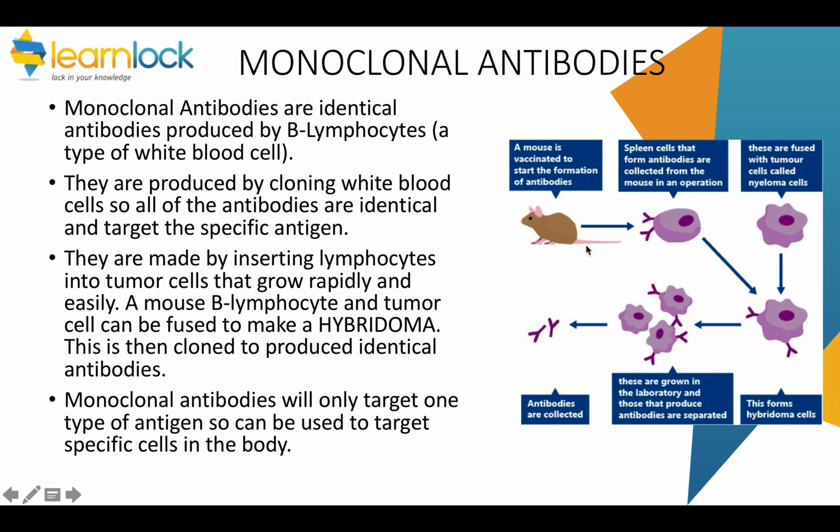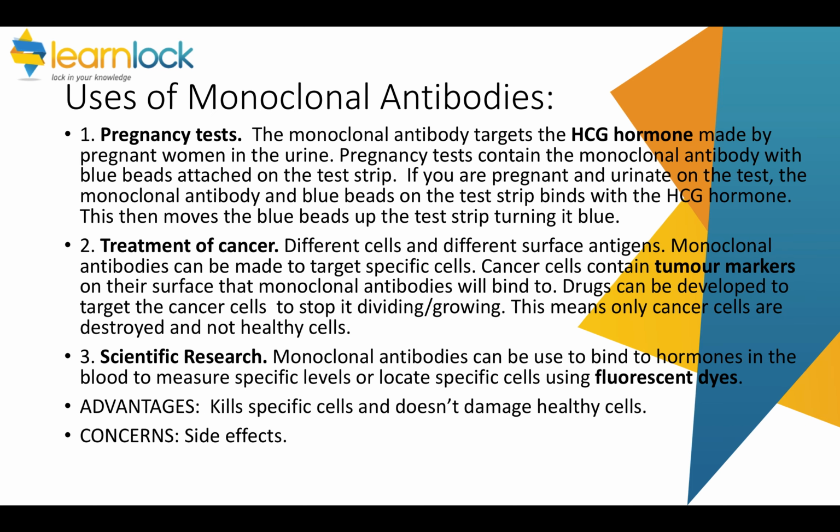You can see this in this diagram here. So this mouse is vaccinated and the mouse will start to make antibodies. And then the spleen cells that form antibodies are collected and they're fused with the tumour cells. And then this forms a hybridoma and then that's cloned and then you make the antibodies. The good thing about monoclonal antibodies is they only target one type of antigen, so they can be used to target specific cells in the body. Here are some uses of them.